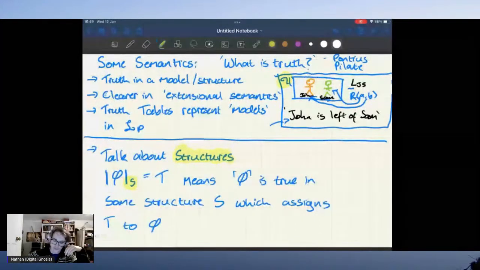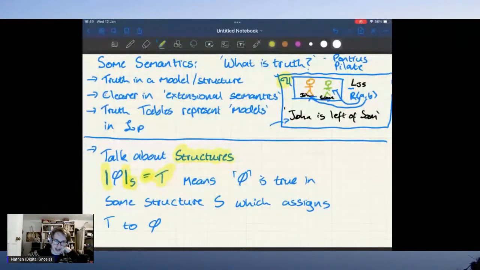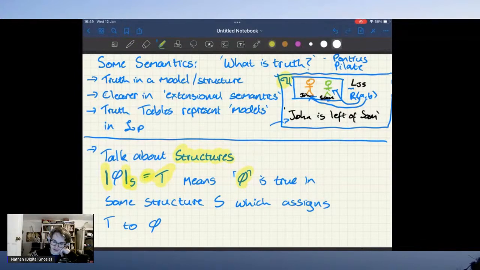So when we have this notation around our formula, then we say it is true. We're using the equal sign, but we say is true with this big capital T, because we're talking about semantic truth. It means that our formula is true in some structure S, which assigns truth to our formula. Now, again, everything seems nice and circular. And the point is that what we're doing is connecting together our natural language and our formal language.